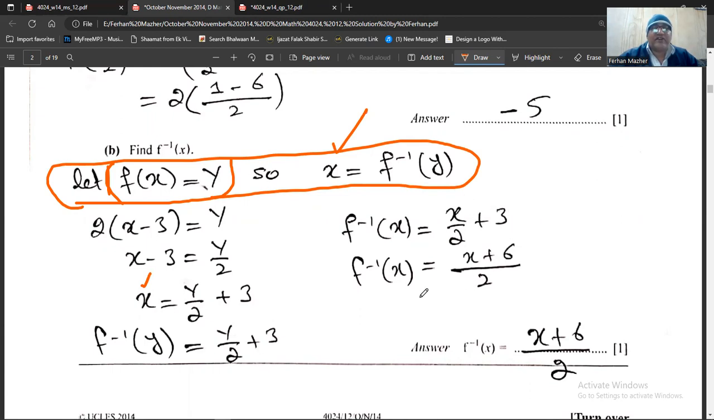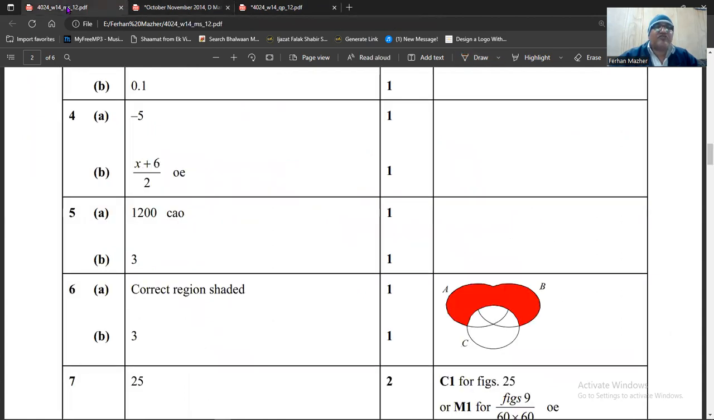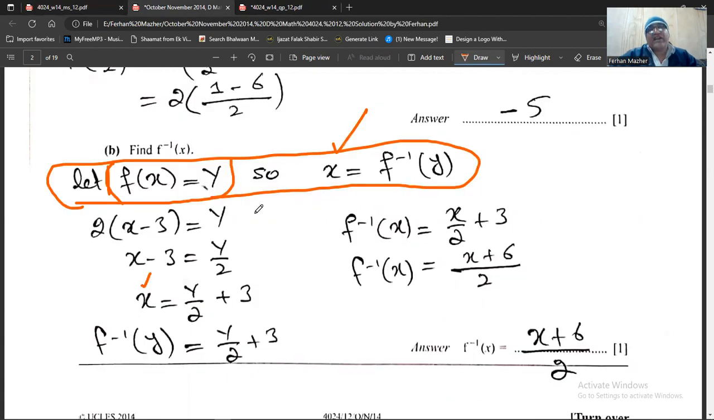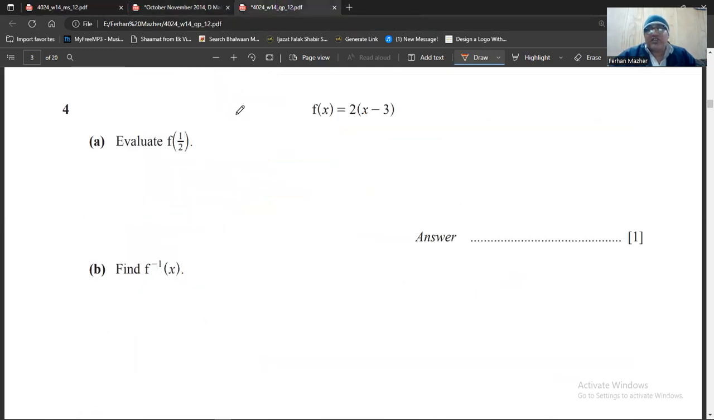I can take the LCM here. So f inverse of x will be x plus 6 whole thing divided by 2. So this is my answer, x plus 6 whole thing divided by 2. And this answer is right. The solution of finding the inverse of that function is showing up on your screen. You can pause the video, take your time with this.